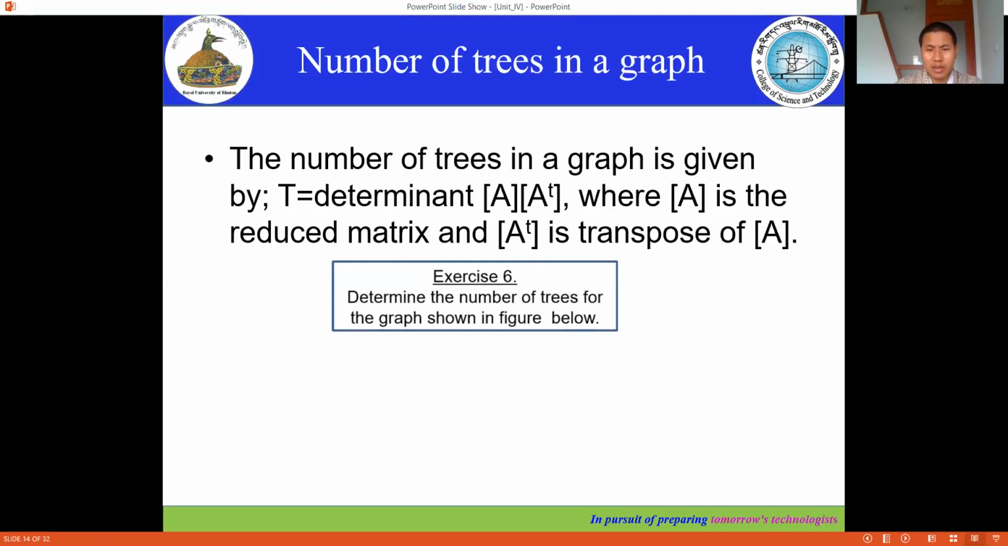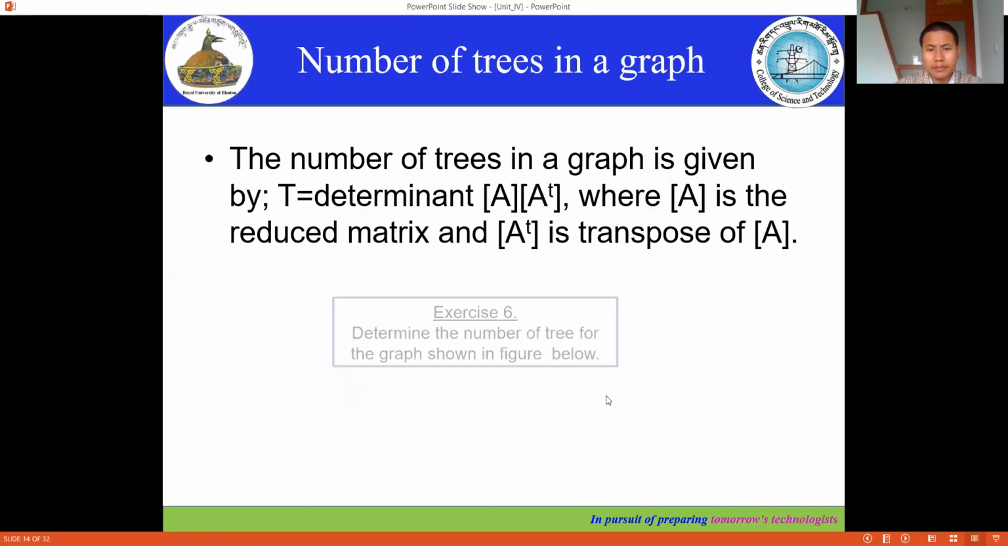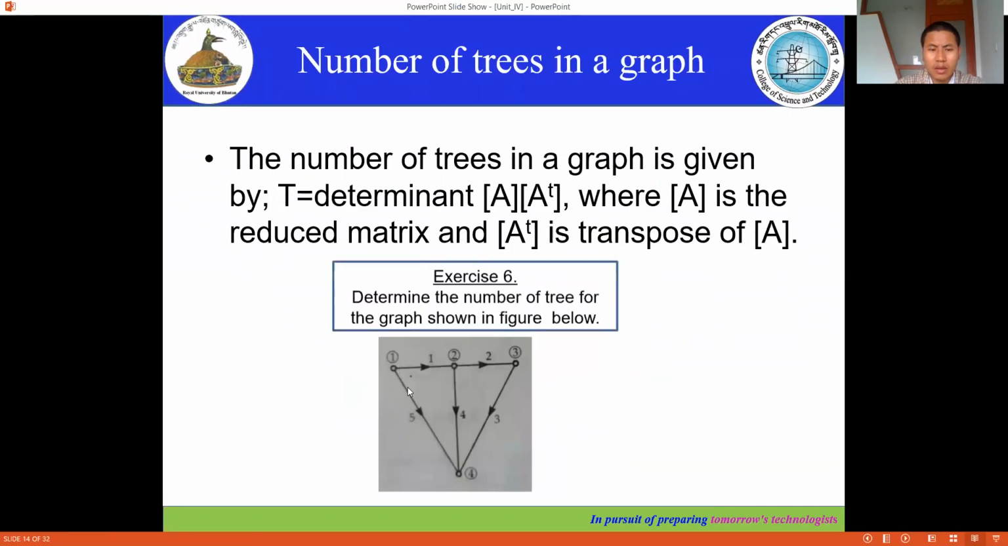Determine the number of trees for the graph shown in the figure below. Now this is the figure that you have. This is the oriented graph. From this oriented graph, you can try to determine the incidence matrix.